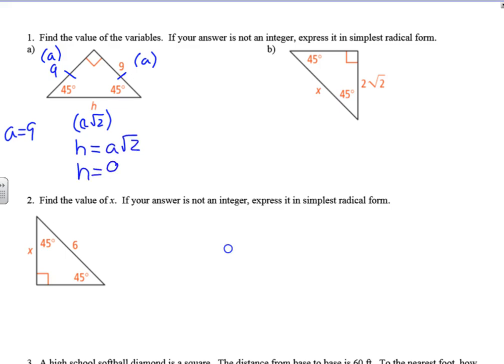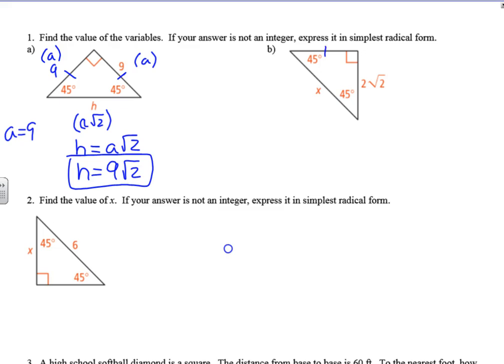So h equals 9 times the square root of 2. We just take the length and plug it in, okay? That's kind of the easiest one, all right? Sometimes my 9s and a's look similar. All right, so B, simplest radical form.